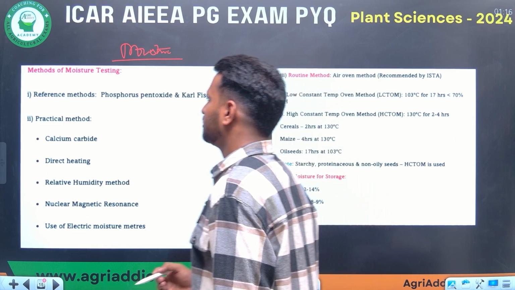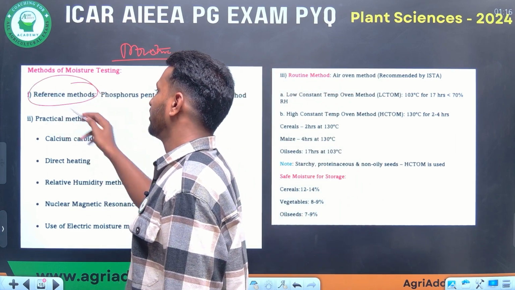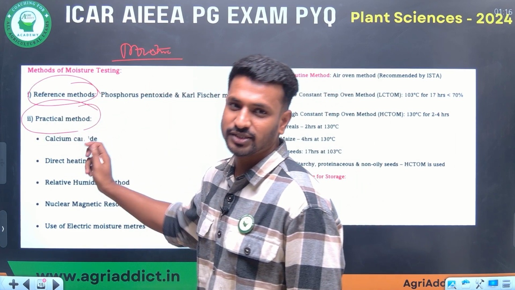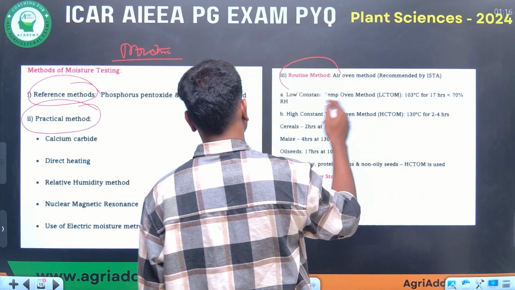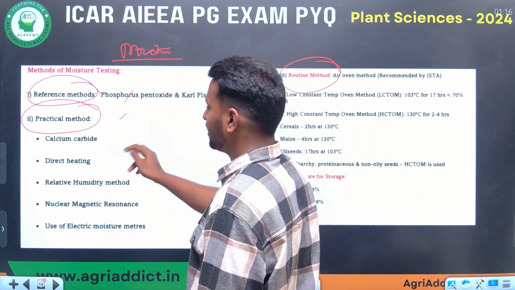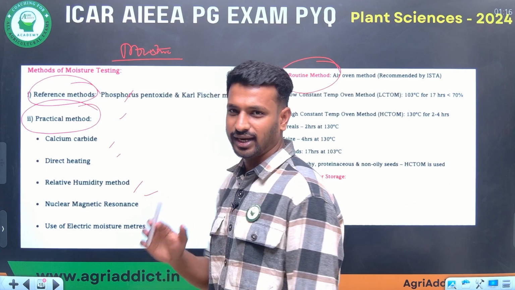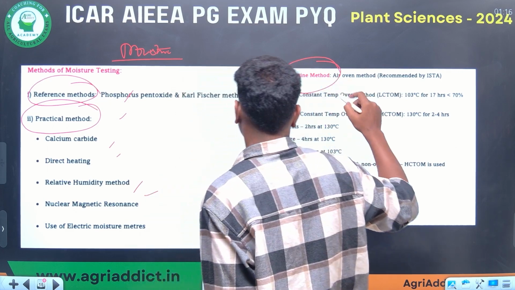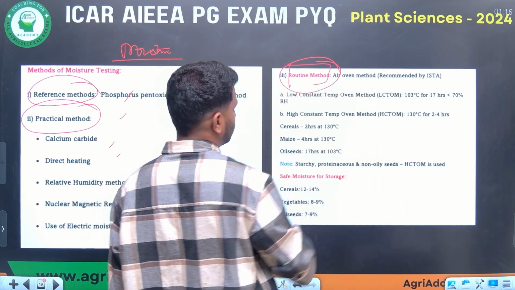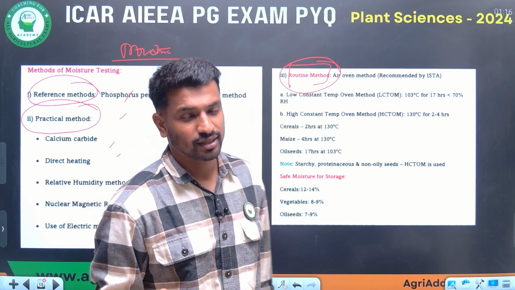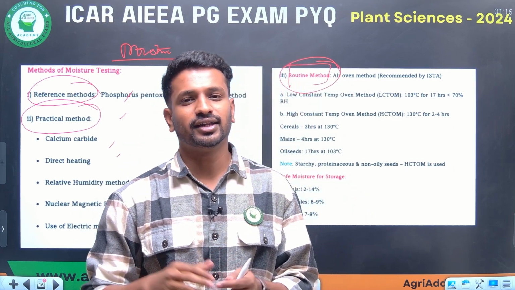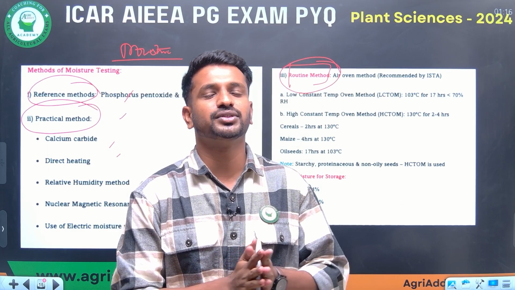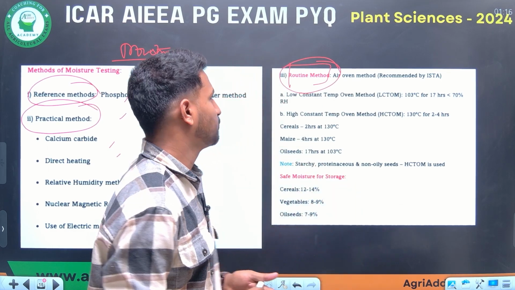Okay. So again in the moisture test there are actually 3 different methods. One is the reference method, the second one is the practical method, and the third one is the routine method. You just need to know the names of these tests, nothing much in detail is important, you can entirely skip it, but concentrate on the routine test. So what does routine mean? This is a test under the moisture testing which is actually used in the seed testing laboratory. That is what it means.